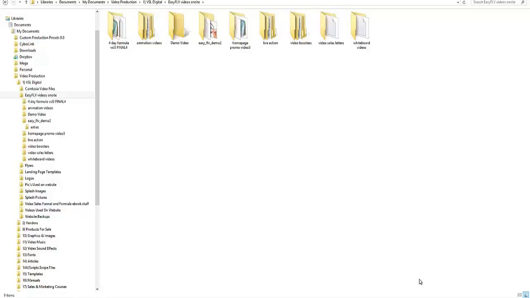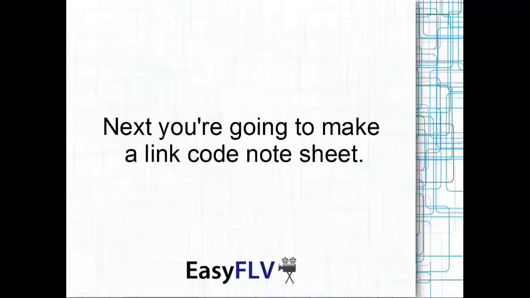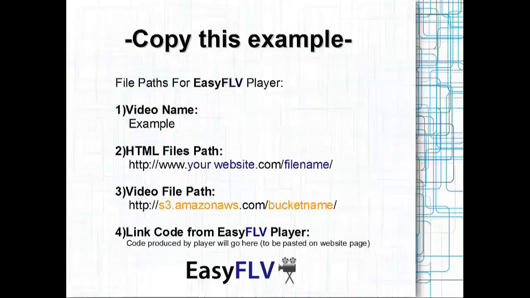And then next we're going to go ahead and make our files. Next you're going to make a link code note sheet. This is where you're going to put the link code that the FLV player gives you to put on your website. And here's an example.